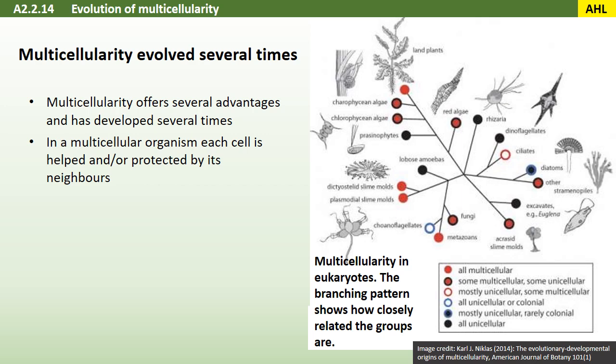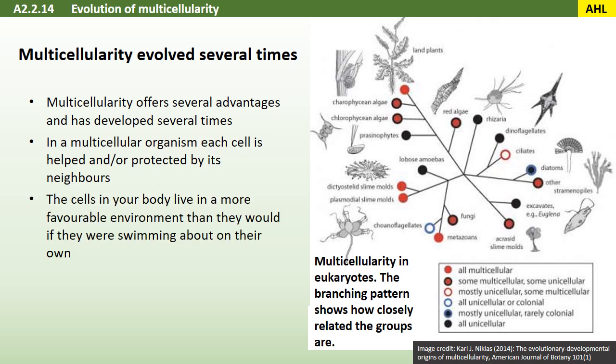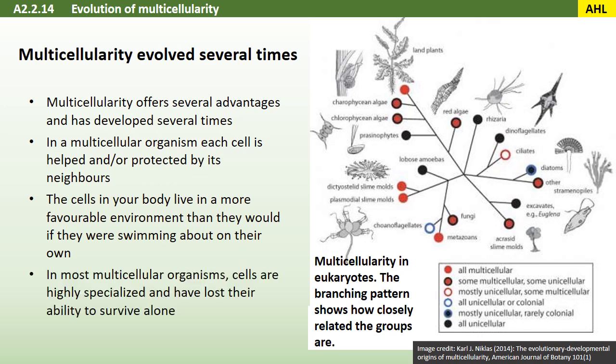In a multicellular organism, each cell is helped and or protected by its neighbors. For example, the cells in your body live in a more favorable environment than they would if they were swimming about on their own. And in fact, they have lost the ability to swim about on their own because in most multicellular organisms, cells are highly specialized and are not able to survive alone. Multicellular organisms are also more evolutionarily adaptable.